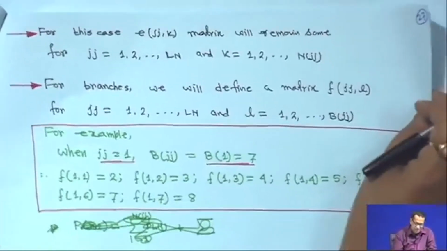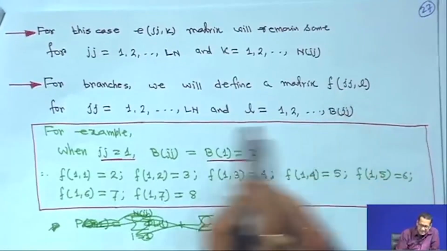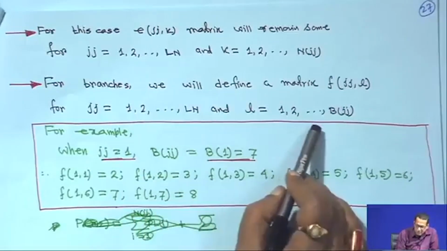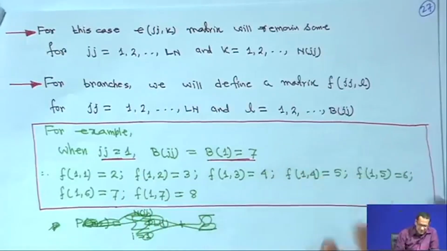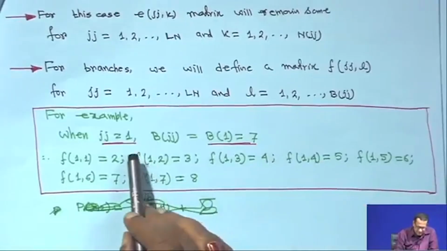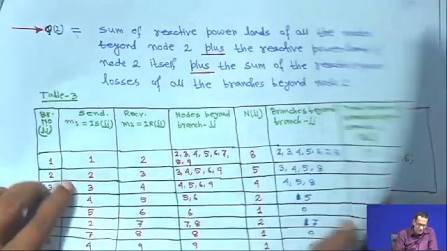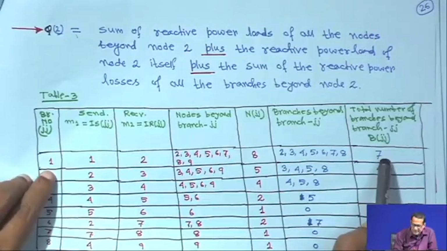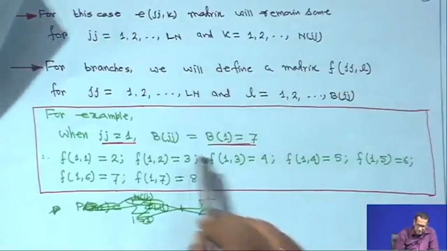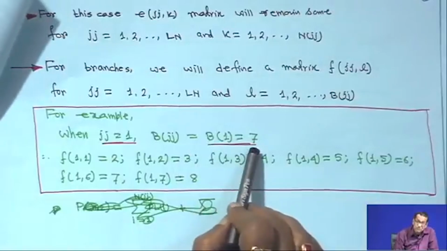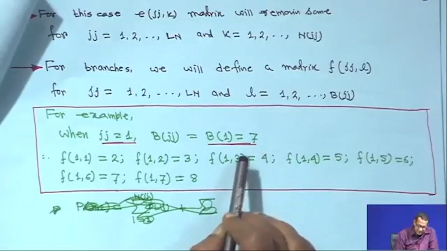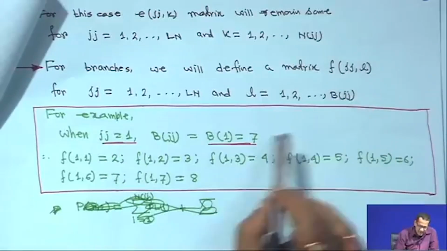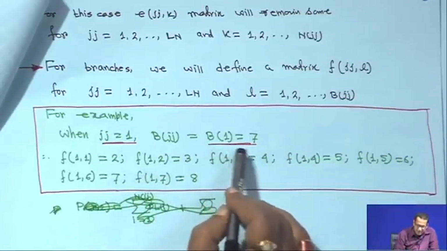Therefore, for the other matrix F_JJL, JJ is equal to 1 to Ln, and L is equal to 1, 2, up to B_JJ. So, for example, when JJ is equal to 1, suppose when branch number JJ is equal to 1, B_JJ is equal to B_1 is equal to 7. Therefore, for JJ equal to 1, it will be F_1L, and L will vary from 1 to 7.